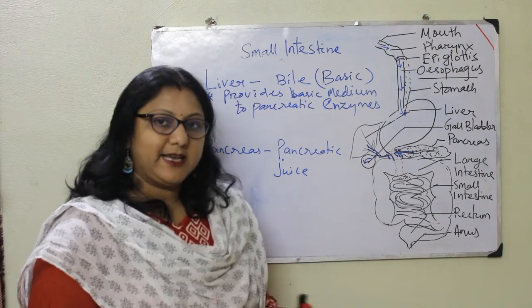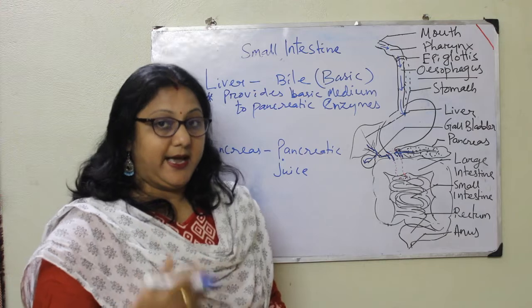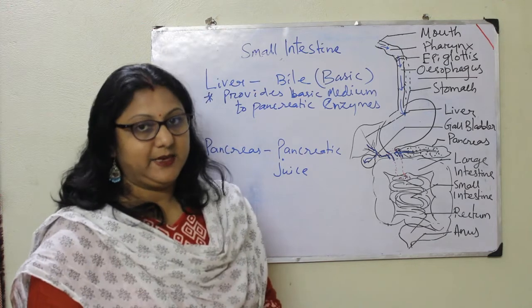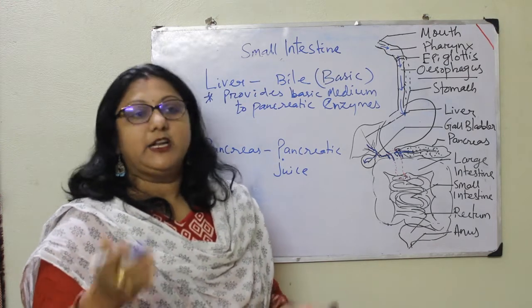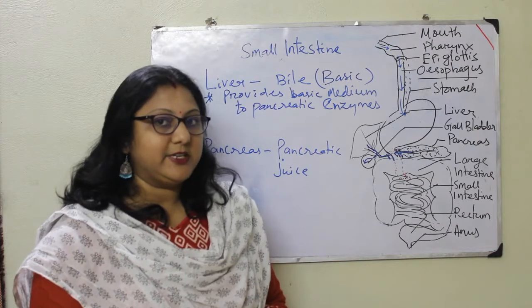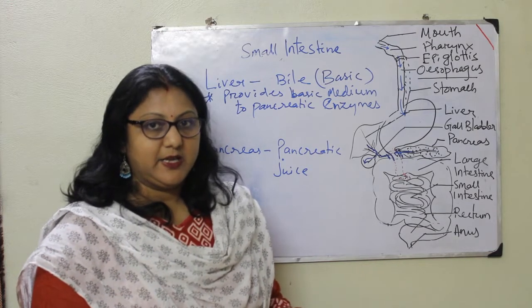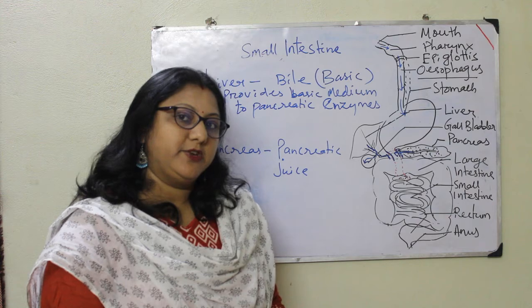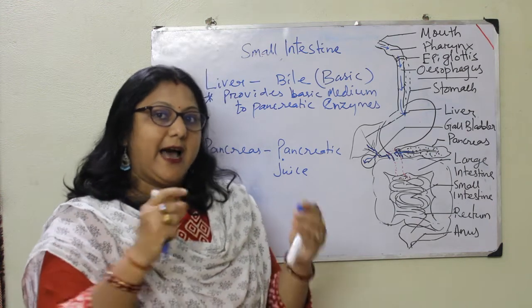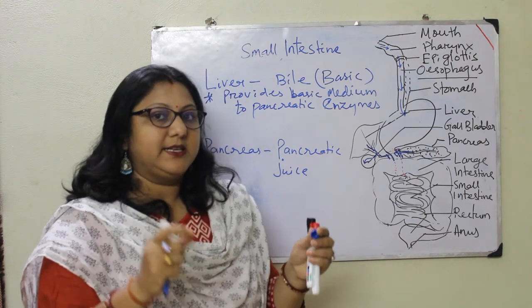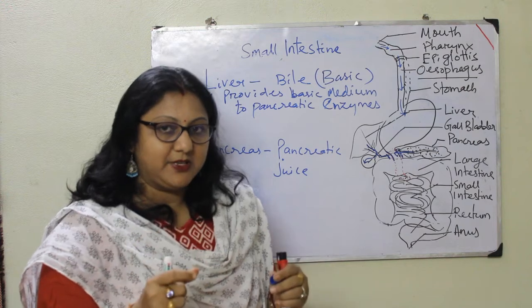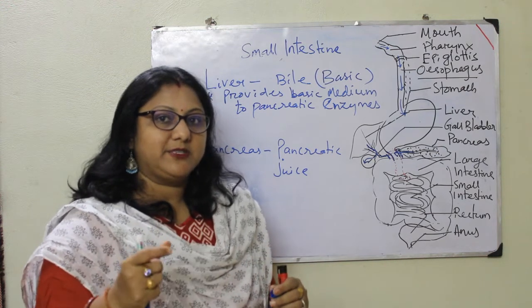Now pancreatic enzymes need a basic medium, and already the food is in an acidic medium. Clear? Okay. Now the acidic medium has to be converted into a basic medium. So how is it going to get converted into a basic medium? So when acid reacts with a base, there is an acid-base reaction. And what happens in the acid-base reaction?